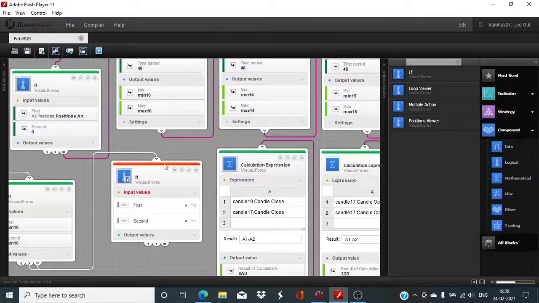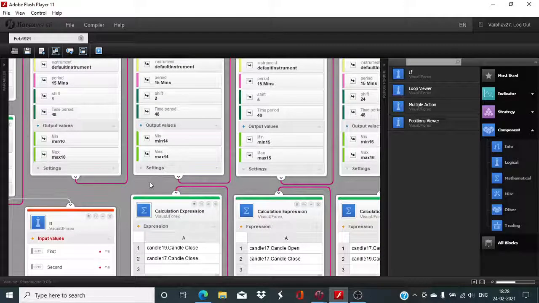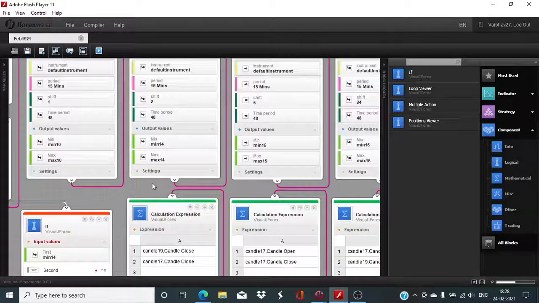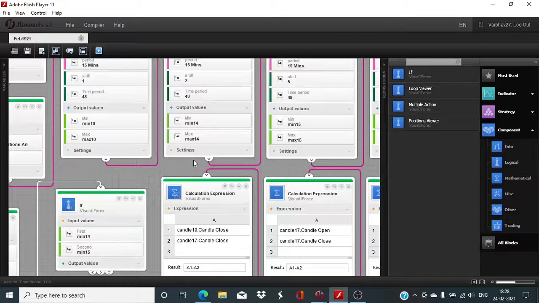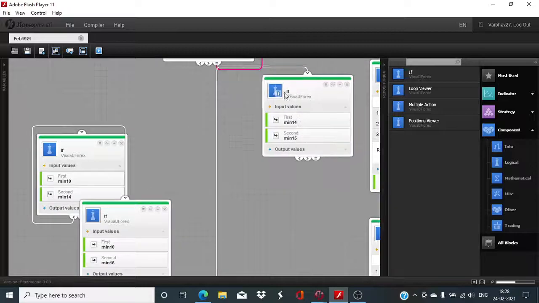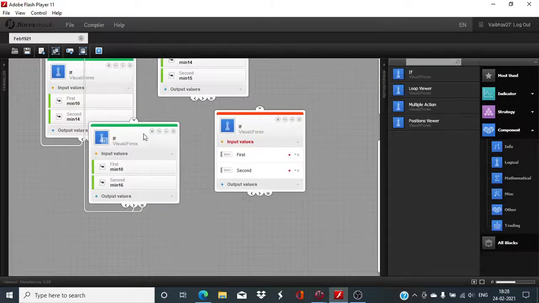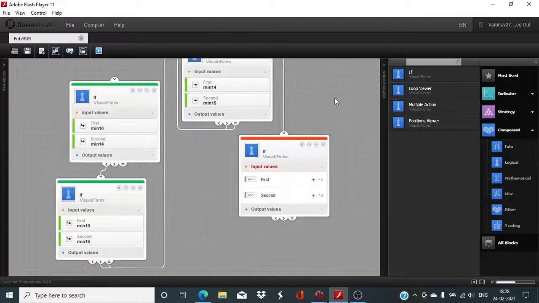Then we also want the minimum 14, which has shift value of 2, to be greater than or equals to minimum 15. So here we have defined it needs to be greater or equals to. Min-max conditions have been defined.